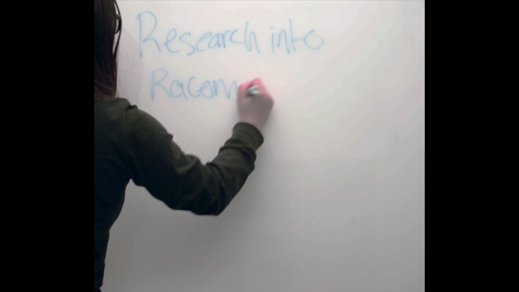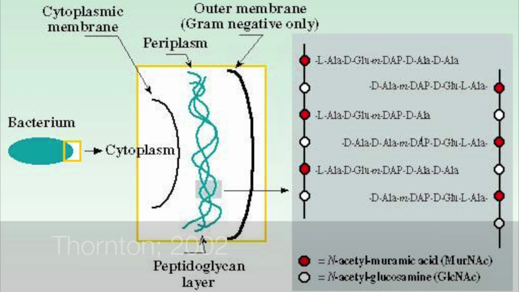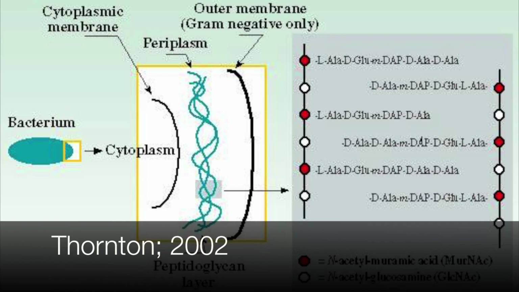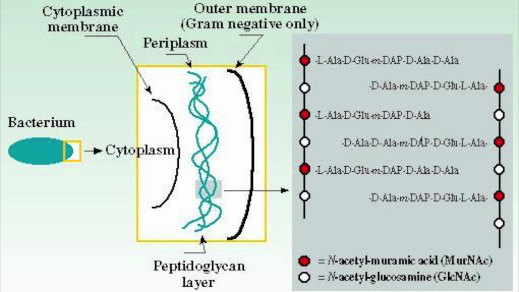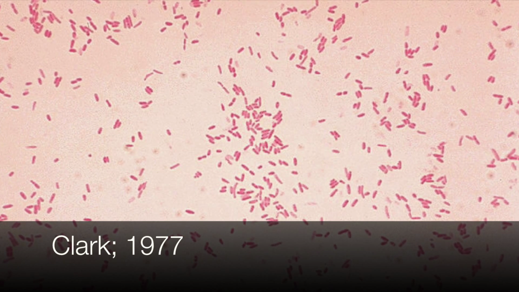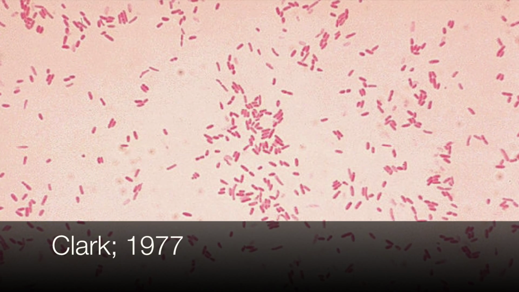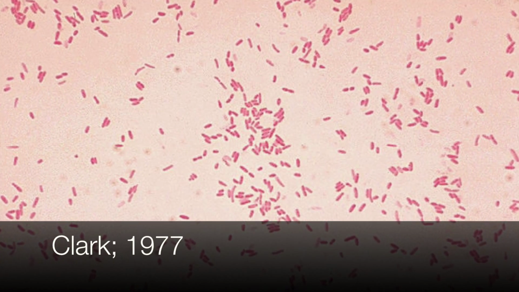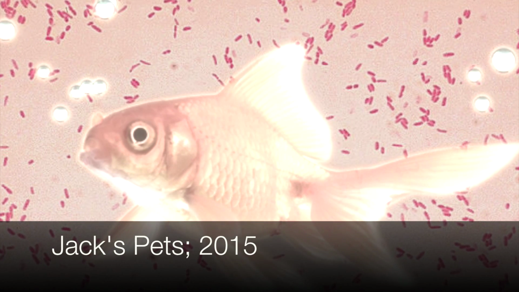Section 4. Research into racemases. As we previously mentioned, D-alanine is a key building block of prokaryotic cell walls. Because alanine racemases are absent in eukaryotes, but ubiquitous among prokaryotes, this enzyme is an attractive antimicrobial target. A recent study conducted by Liu et al. in 2015 focused on alanine racemase in Aeromonas hydrophila, which causes a chronic infectious disease of freshwater fish.